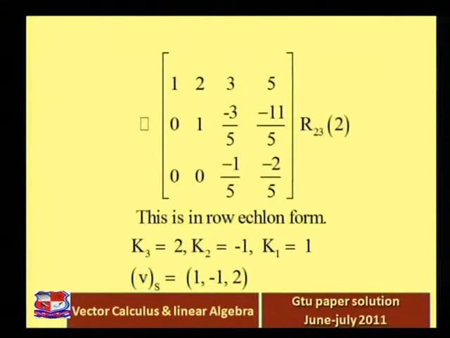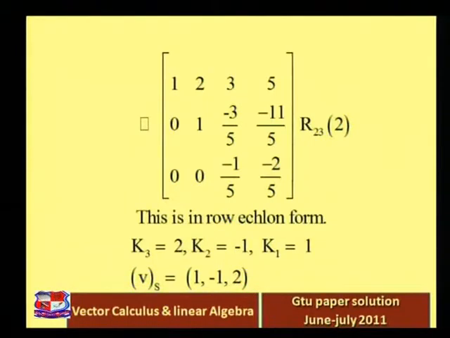So 1 2 3 5, the first and second rows are as they are, 0 1 minus 3 by 5 minus 11 by 5, and the third row is 0 0 minus 1 by 5 minus 2 by 5. Now this matrix is in row echelon form. So we have the equations k1 plus 2 k2 plus 3 k3 is equal to 5, minus 3 by 5 k2 minus 3 by 5 k3 is equal to minus 11 by 5, and minus 1 by 5 k3 is equal to minus 2 by 5.